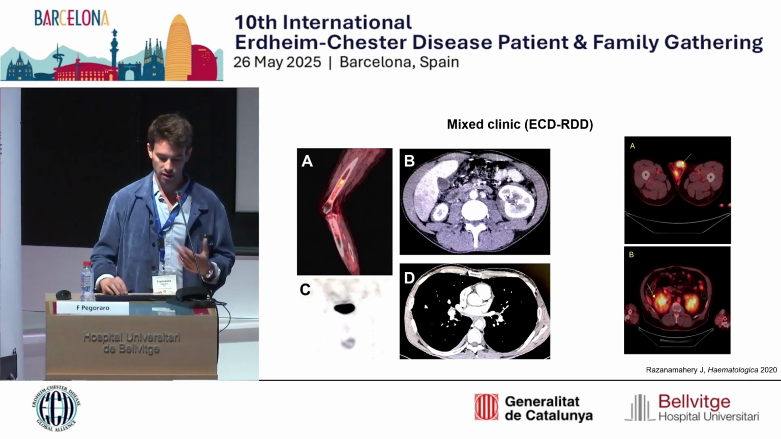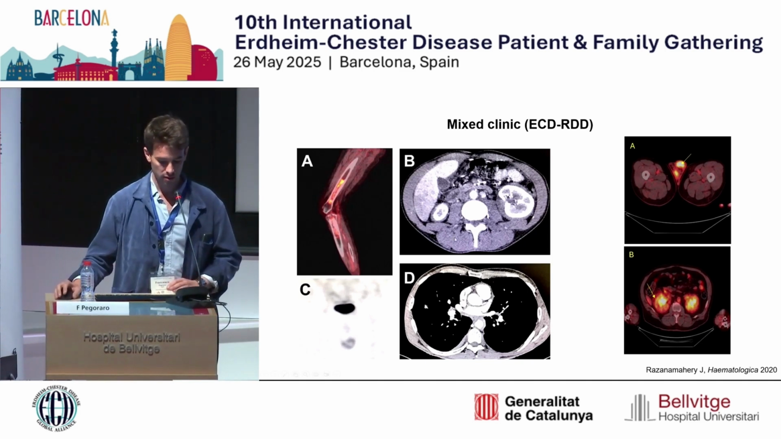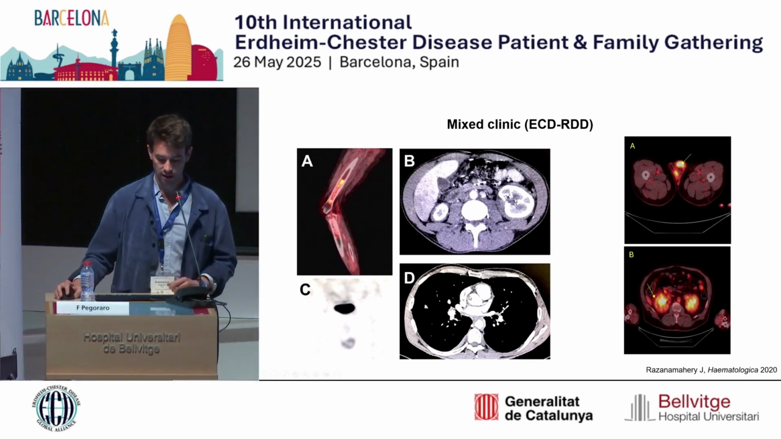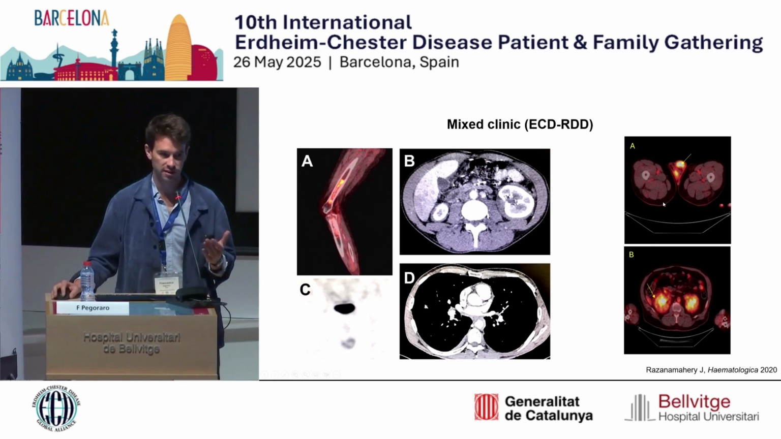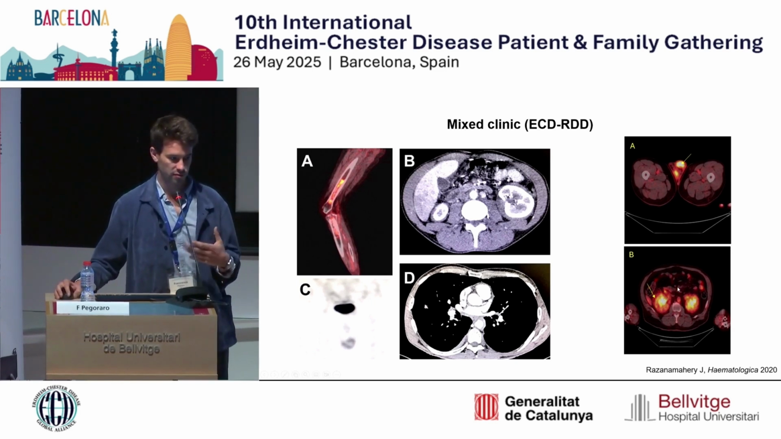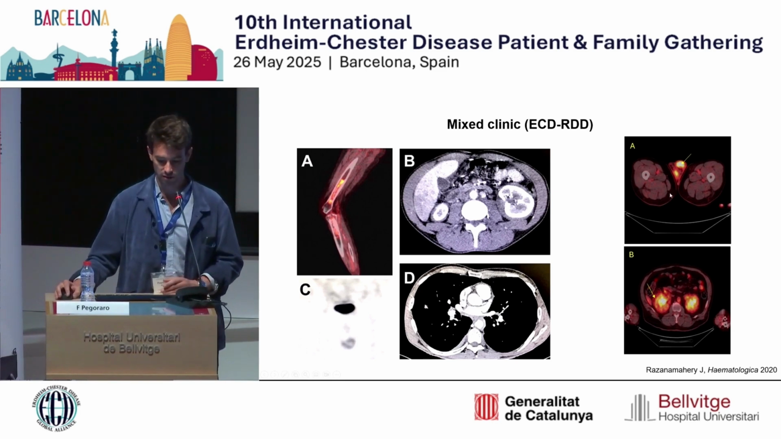And here again, we can see some examples of kidney involvement, but also we can have bone lesions as we have in ECD. And this is a PET scan of a very recently diagnosed patient at our institution, where we see clearly that we have a very typical presentation of kidney involvement, but also of testicular involvement.